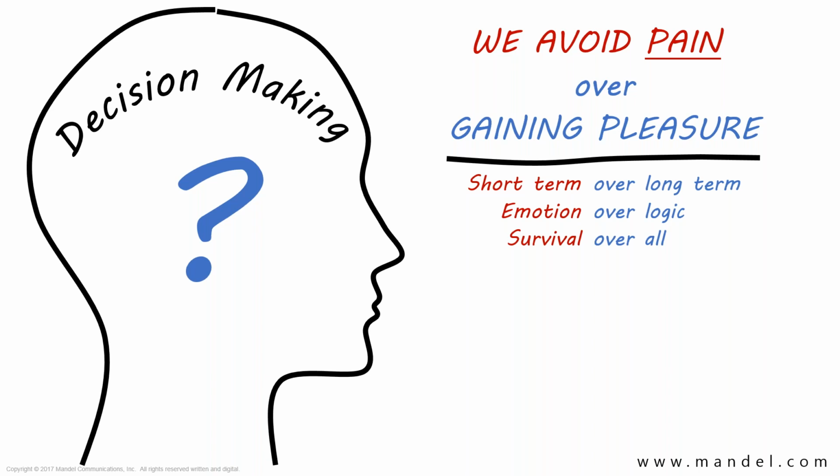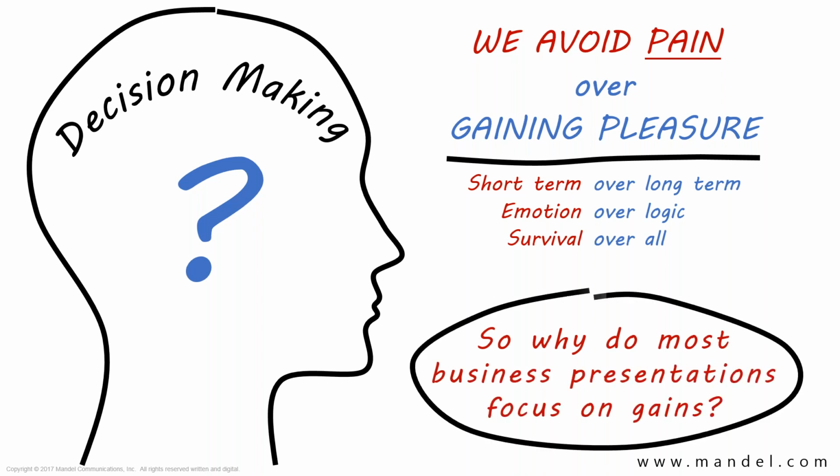So clearly, pain beats pleasure when we're making decisions, which raises a really interesting question. Why do most business presentations focus on the gains, the benefits, the ideas? Why is that their primary focus if it's really pain that causes us to make a decision? You're going to hear a common theme throughout this. You've got to be able to sell the problem, in which case your audience is going to eagerly want to hear the solution, the idea, the recommendation.